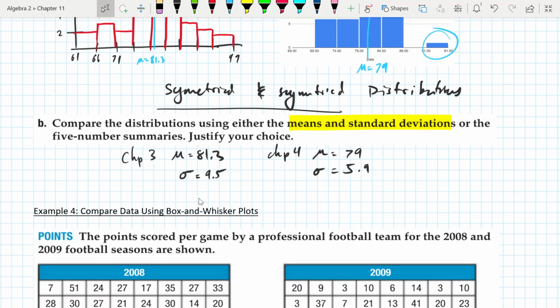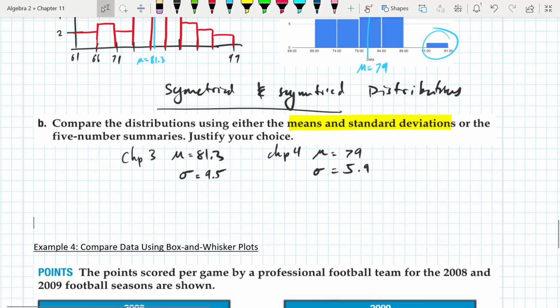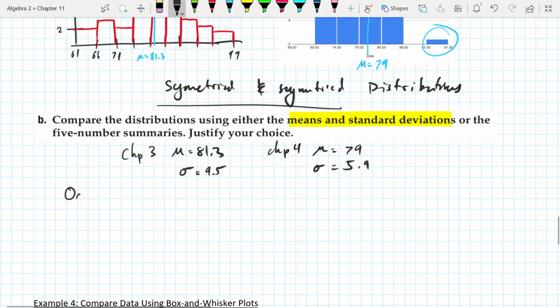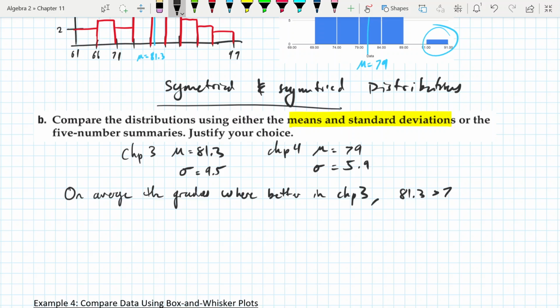How would you compare these two grades here? Well, let me give myself a little bit more space. On average, the grades were better in chapter 3. 81.3 is greater than 79. However, and this is where the standard deviation comes in.